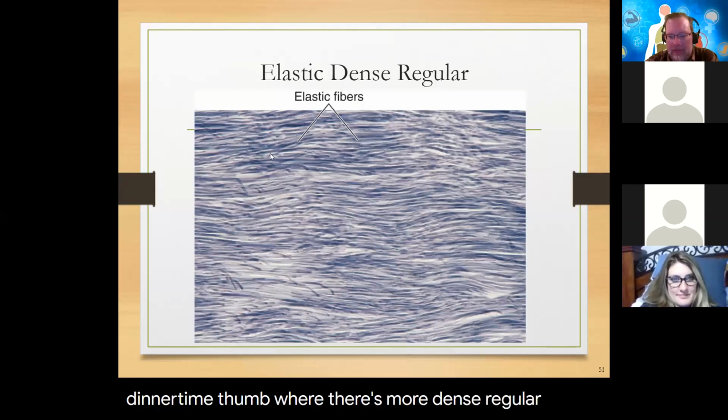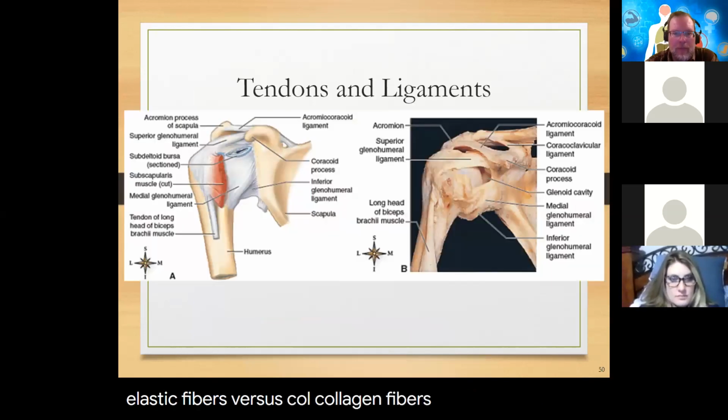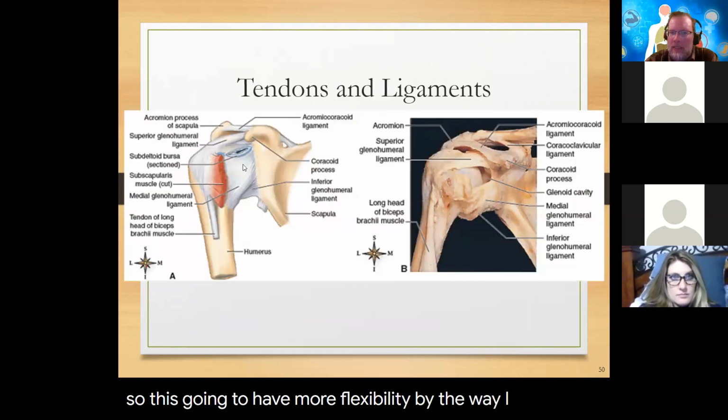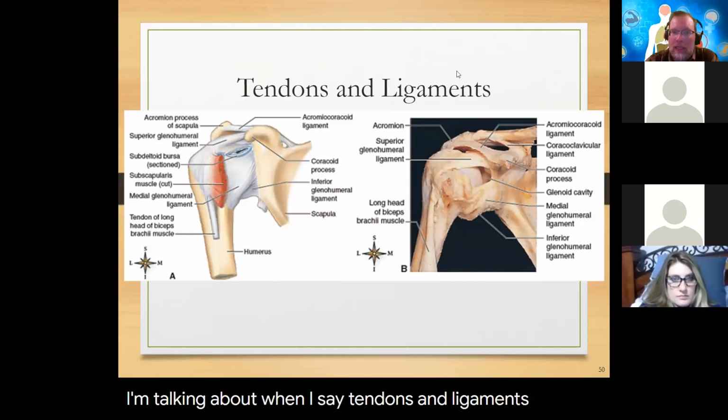There's more dense regular. This is elastic fibers versus collagen fibers, collagenous. All right, so this is going to have more flexibility. By the way, I just kind of zip past this and assume that you guys know what I'm talking about when I say tendons and ligaments, but I don't want to assume anything.